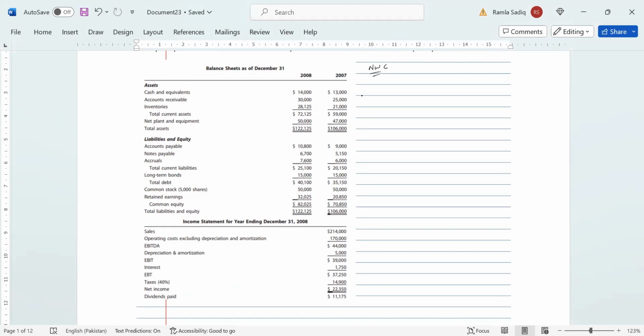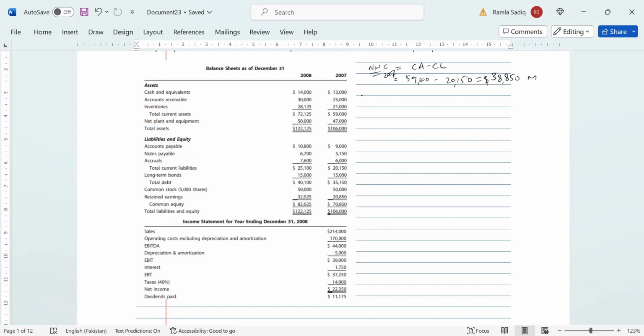For 2007, net working capital is current assets minus current liabilities. That means our current assets are 59,000 and our current liabilities, as you can see over here, are 20,150. So when we deduct these two, we get $38,850 million, because the statement is in millions of dollars.